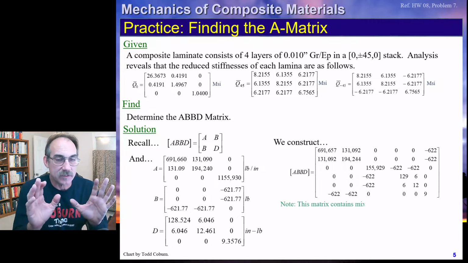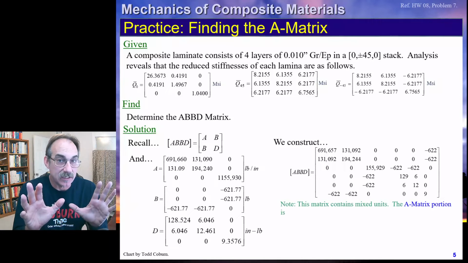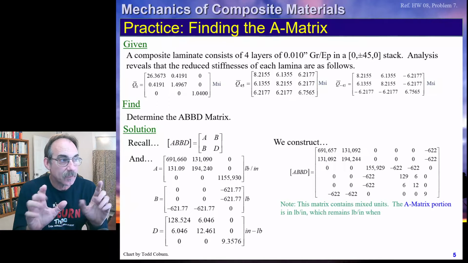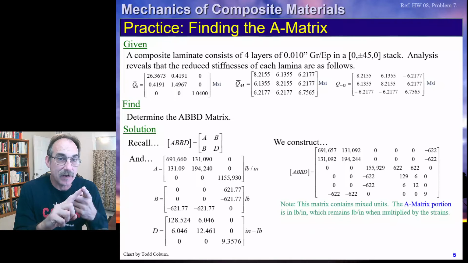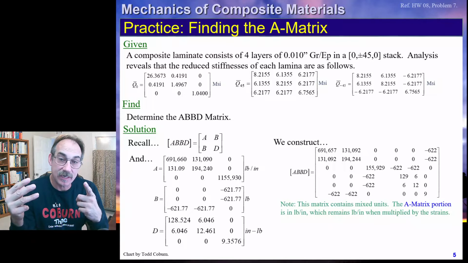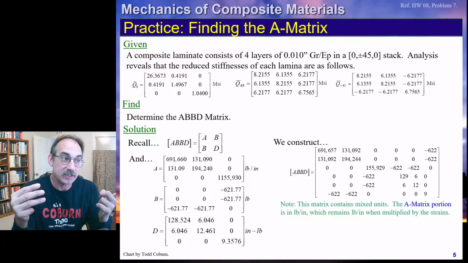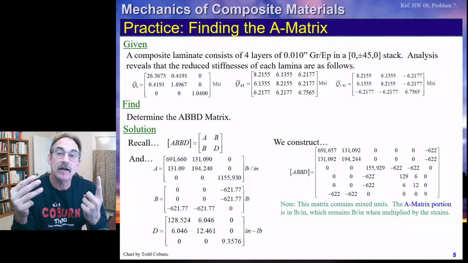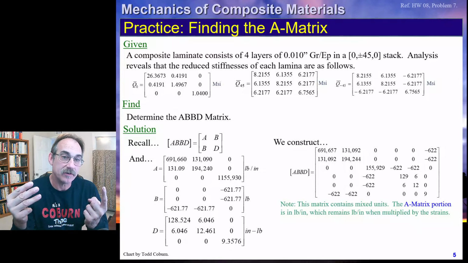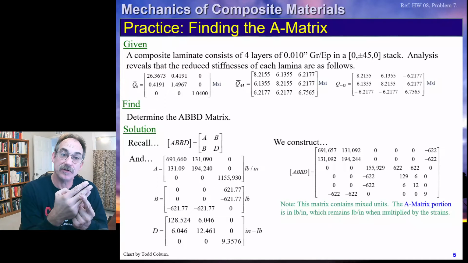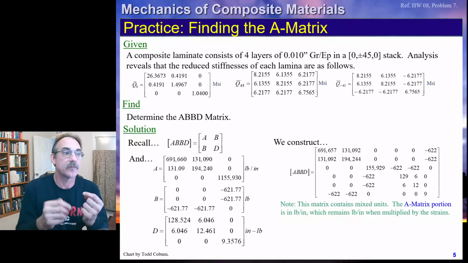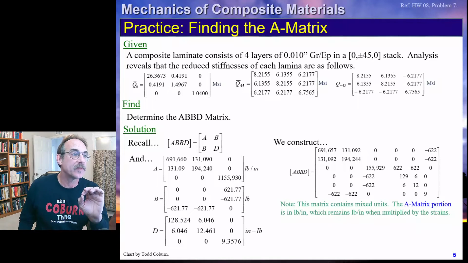Now, we've been talking about units. Let's think about this a bit further. The A matrix was in pounds per inch. The A matrix gets multiplied against the first 3 strains, which are in inches per inch, which means the A matrix multiplied by inches per inch is going to remain in units of pounds per inch. And that's going to give us the running loads, pounds per inch. That makes sense.